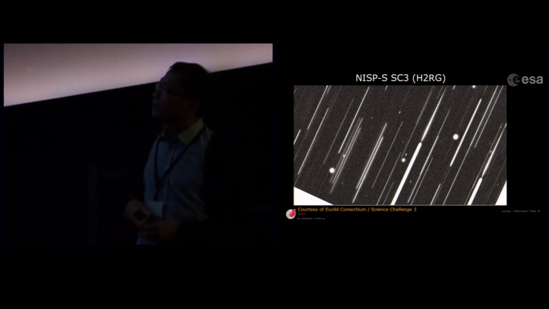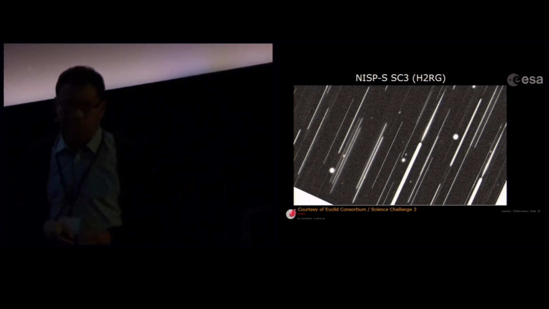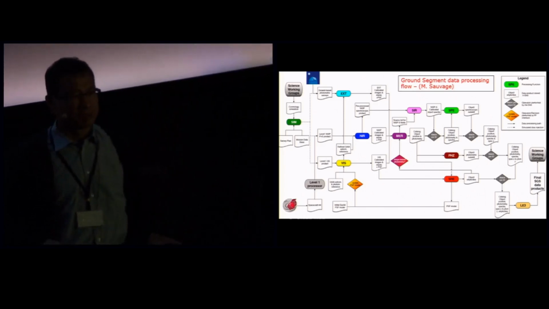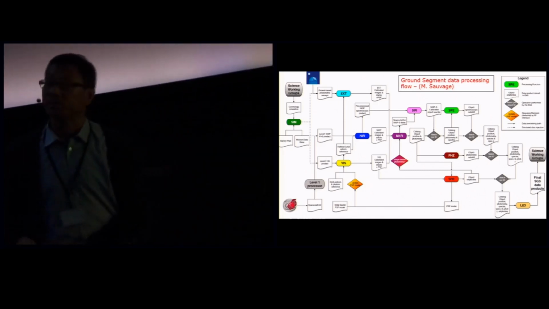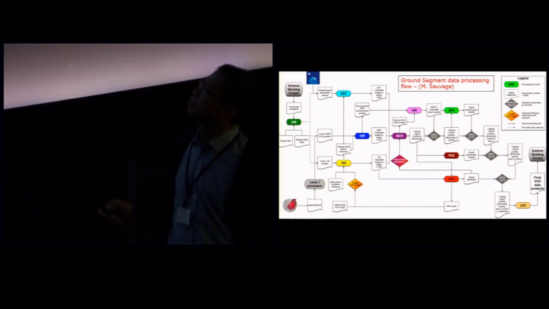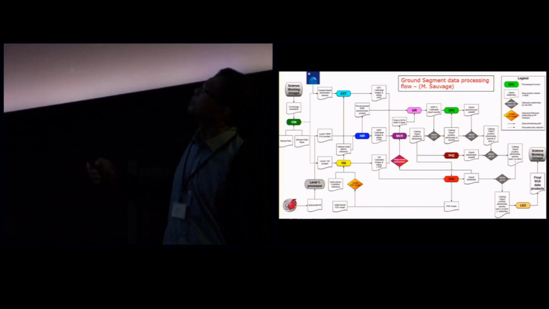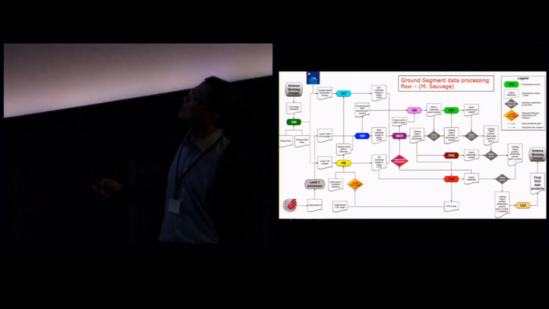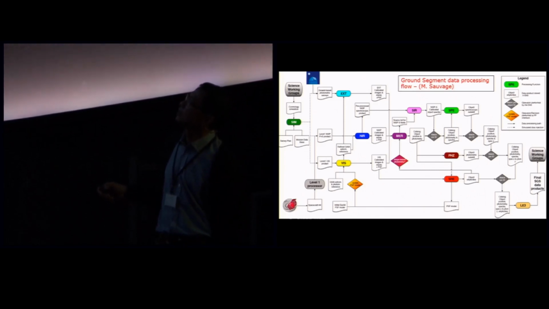To give you an impression of the amount of work to get these images down from the spacecraft and to make science out of it, I show you one plot about the data processing organization we have. So these boxes here are groups of people developing algorithms. We call them processing functions. And this is the data to be shuffled between them.